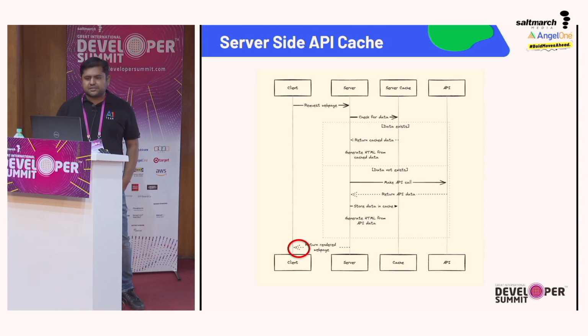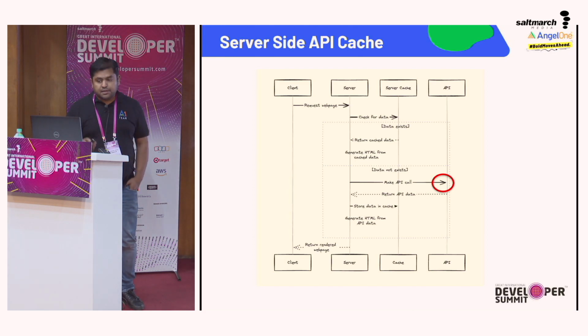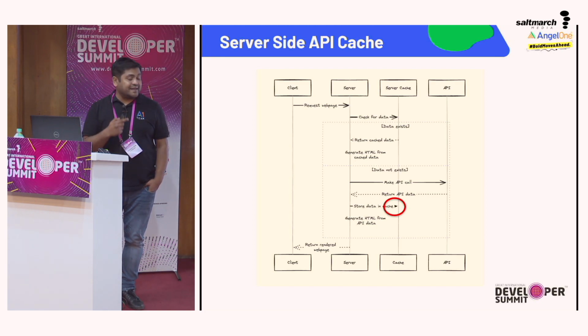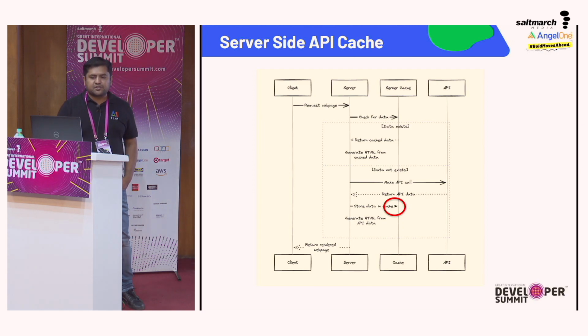In the absence of cache, the request again comes to the server. It will find there is no data. It will go and make an API call. It will first process that data, then store that data in the cache for any subsequent visit. Then it will use that processed data, generate the page, and send it back to the client.